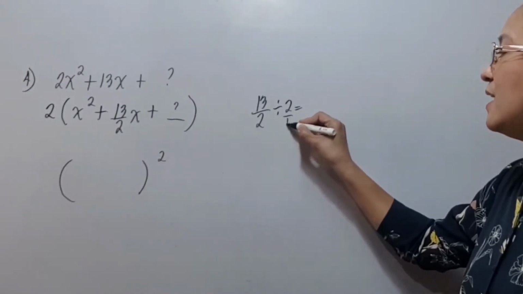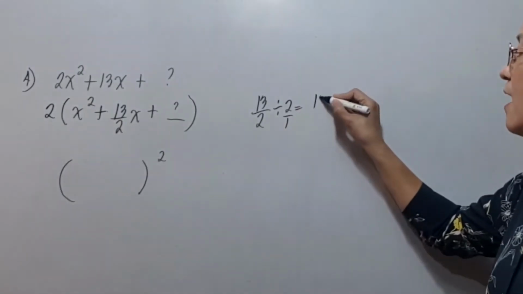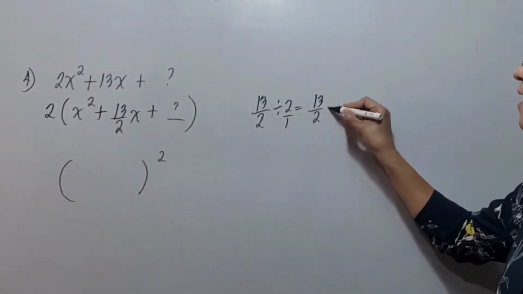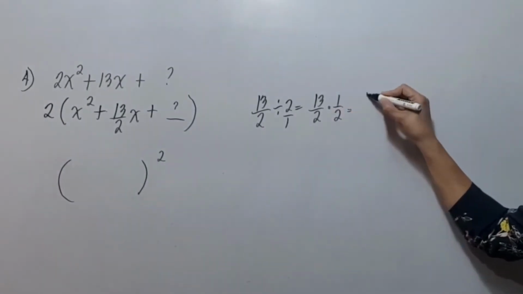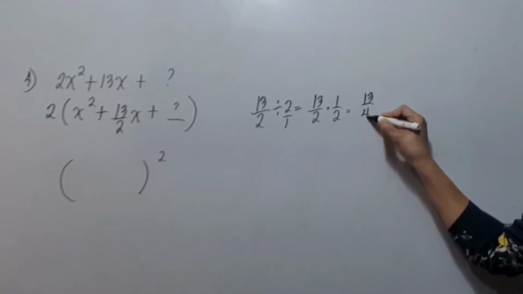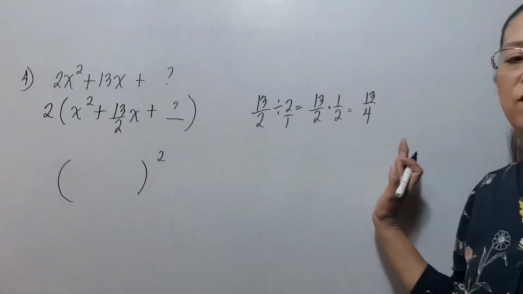Okay? Or that is multiplied by the reciprocal. So, we have 13 over 2 times 1 over 2. So, you have now 13 over 4. 13 times 1 is 13. 2 times 2 is 4.